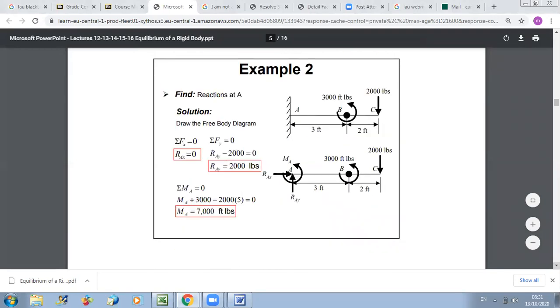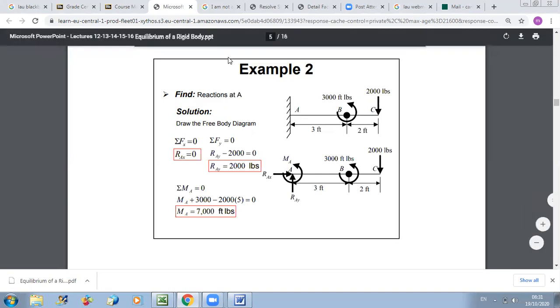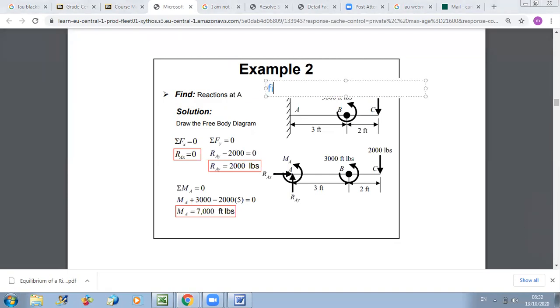Another example. Find the reactions at A. So here, as you can see in this figure, this symbol is for what? If you remember. Fixity. It's a fixity. So when you see a fixity, this means that it will develop 3 reactions: RAX, RAY, and a couple resisting moment at A. So to solve for the reactions at A, we have here 3 unknowns.